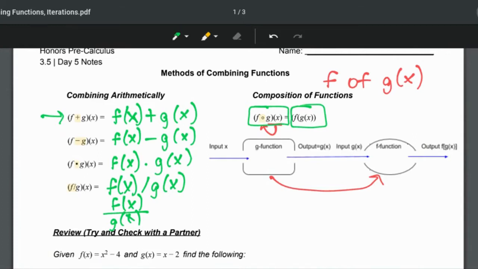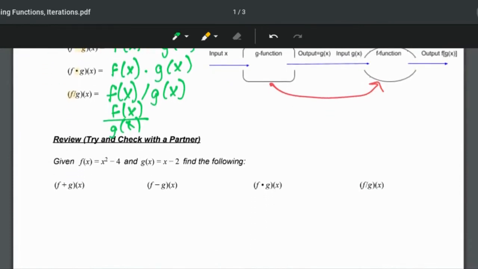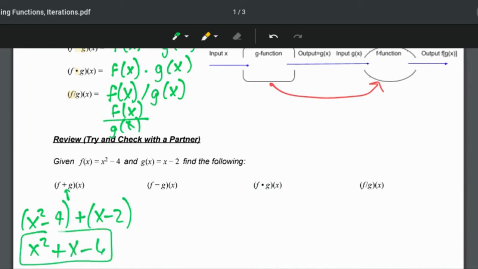All right, so now we're going to try a few of these on our own. So notice that they always provide you with the function f of x, it's x squared minus 4, and the function g of x, and that's x minus 2, which could change depending on the problem. So now we're going to look at, well, this says to add. So we want to add together x squared minus 4 plus x minus 2. All right, and then we're just going to combine our like terms. I get x squared plus x minus 6. And that's my final answer.